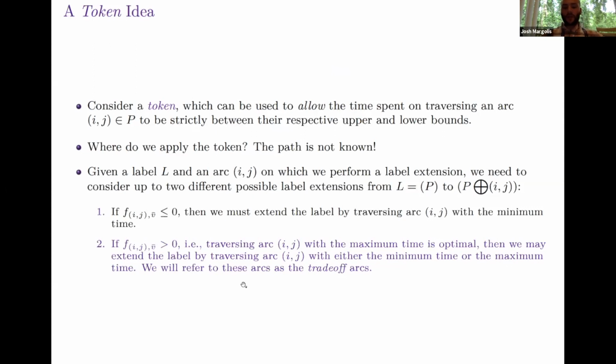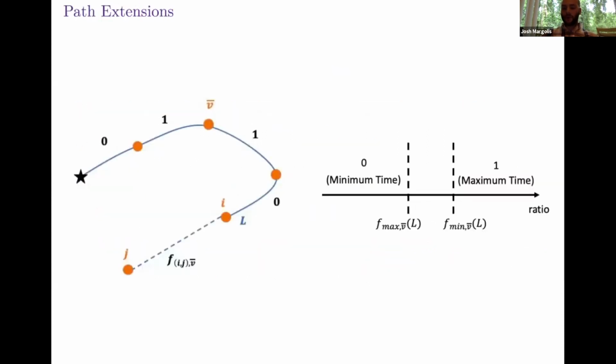And so we get to two extension rules. If the adjusted coverage is negative, I'm going to get off that arc as fast as possible, and we're done. If it's positive, I would like to take my maximum time, as slow as possible, but I may not be able to do that because I may reach my operational deadline. And so I need to account for both extensions. And if I have a case in that, I'm going to call those trade-off arcs, and I'm going to store those for those extensions using their ratios.